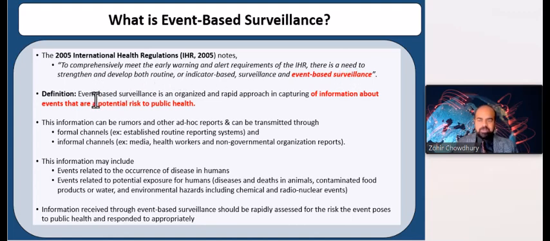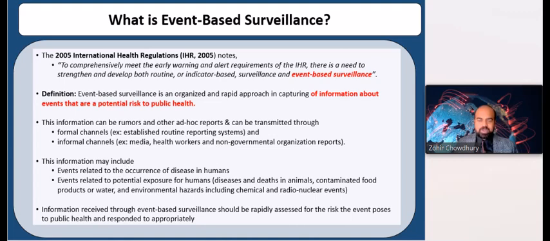So the definition of event-based surveillance essentially is that it's an organized and rapid approach in capturing information about events that are potential risks to public health. This information can be rumors and other ad hoc reports. This information can be transmitted through formal channels, such as established routine reporting systems, and informal channels, such as media, health workers, and non-governmental organization reports.